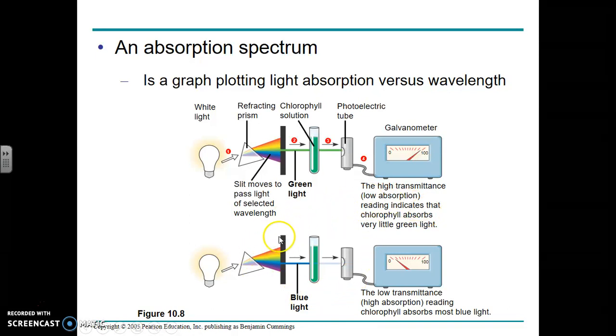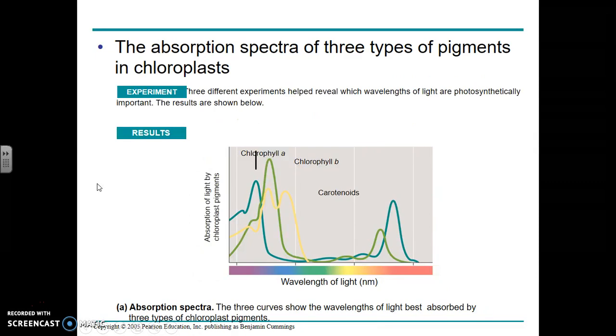Now if you look at this case, where instead of shining green light, we're shining blue light, you'll see that this has low transmittance, and instead a lot of the blue light is being absorbed. What that means is that chlorophyll can absorb blue light really well, but it can't absorb green light very well. So now the question that we're moving to next is, what does this mean for photosynthesis, in terms of the color of light and which colors of light are best for photosynthesis?